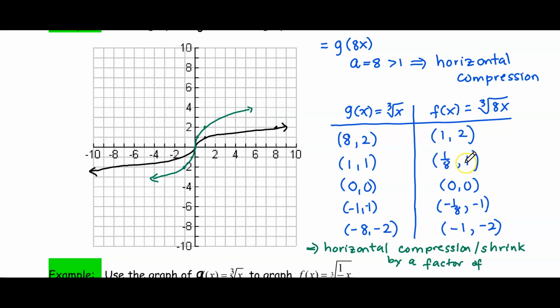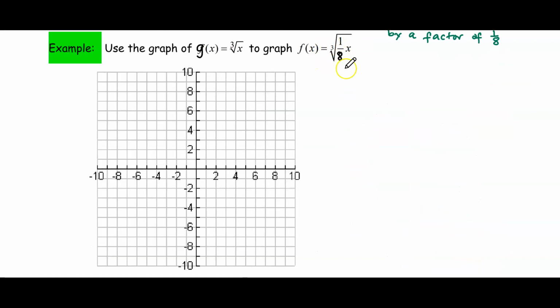in this case 1/8. So again, from 8 becomes 1, from 1 becomes 1/8. So it is by a factor of 1/8. Now for the next example here, we want to see the effect of the factor 1/8 on the graph of the base function, cube root of x. So we use that same base function and recall that the graph of cube root of x is this function.